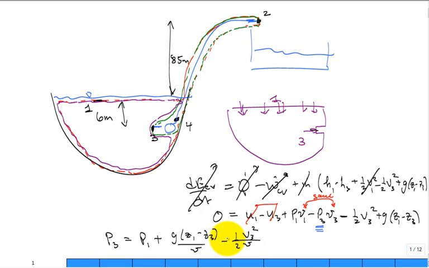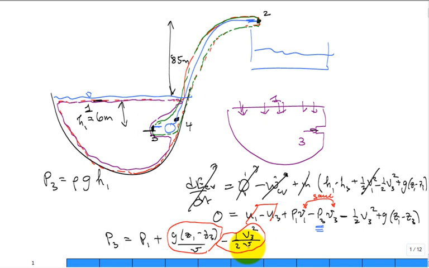Somebody said, isn't the pressure at the inlet P3 just rho G H1? This H1 is 6 meters. Well, what's this part? Rho G H1. But you subtract off this part, and that's the difference. So it's close to the hydrostatic, but it's slightly different.